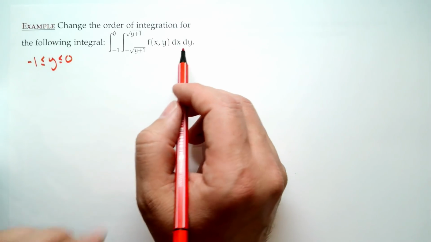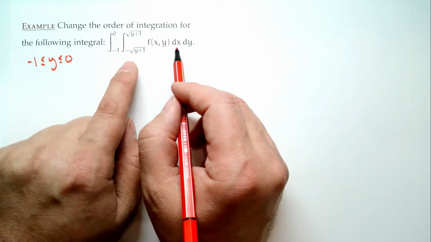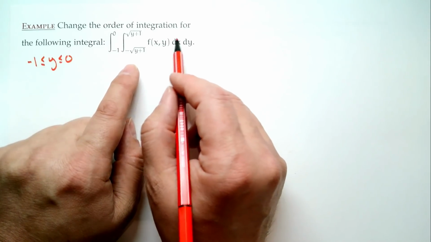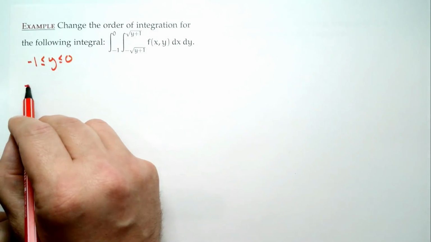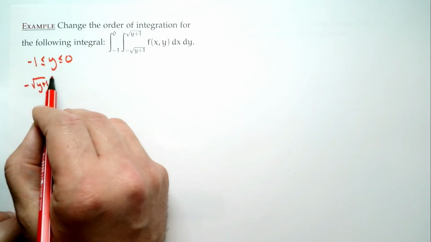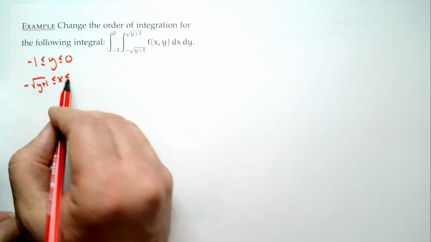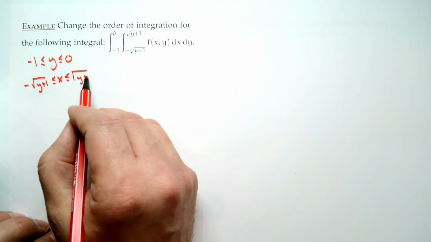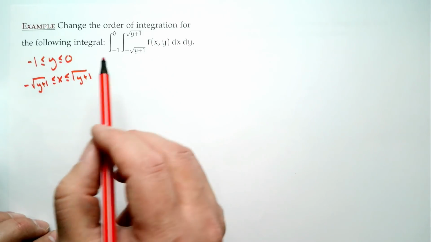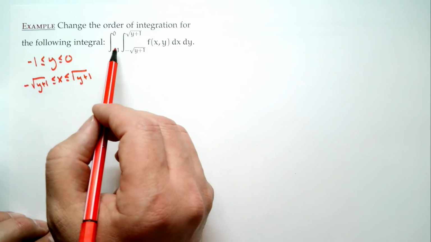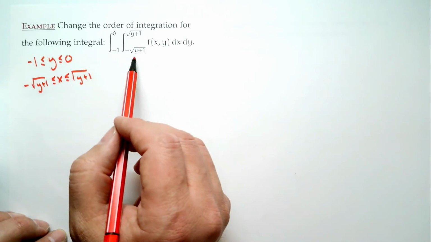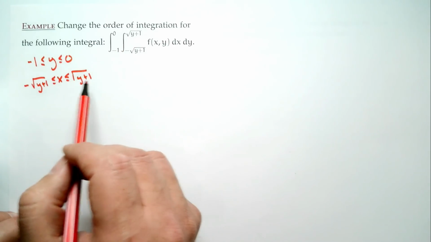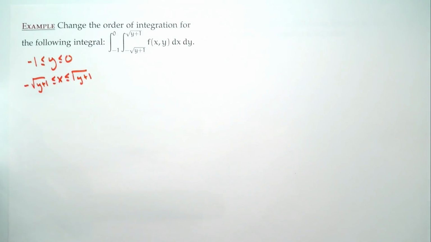Okay, now go to the next layer in. This is an x layer because there's the dx. What's true about x? Negative square root of y plus 1 less than or equal to x less than or equal to square root of y plus 1. Once you start doing these, you see certain patterns. -1, 0 does the upper and lower, and the y goes in the middle. And here, negative square root y plus 1 to positive square root y plus 1, and x is in the middle. Okay, so there's my bounds. All right, so we've written down our bounds.